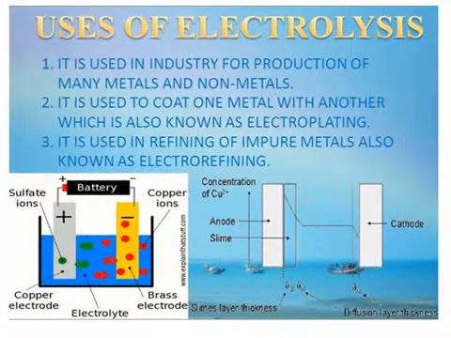Now let us discuss some of the uses of electrolysis. It is used in industry for the production of many metals and nonmetals. It is used to coat one metal with another, which is also known as electroplating. It is used in refining of impure metals, also known as electro-refining.